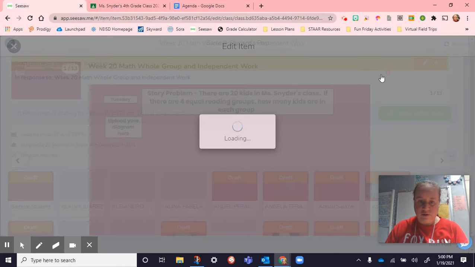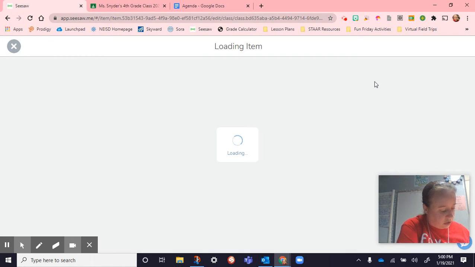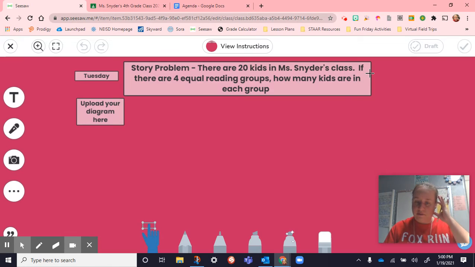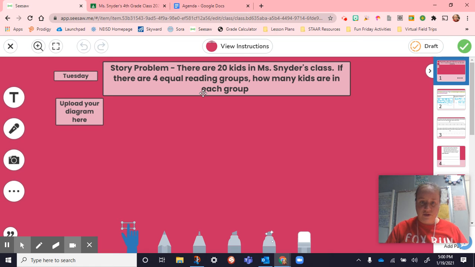Alrighty, so we did the story problem. We used some very small numbers to start. So we started off and we built a strip diagram with this story problem. It's just 20 kids in Miss Snyder's class. There's 4 equal reading groups. How many kids are in each group?